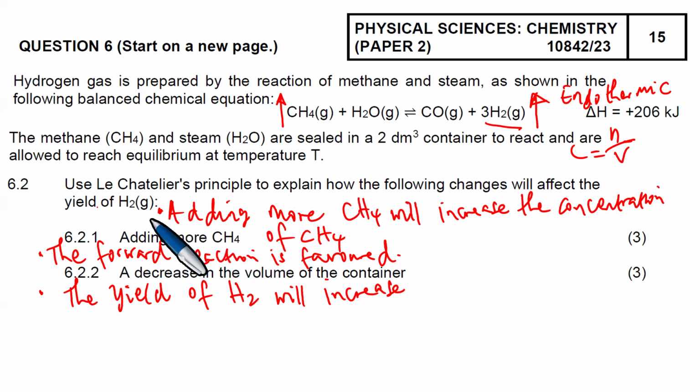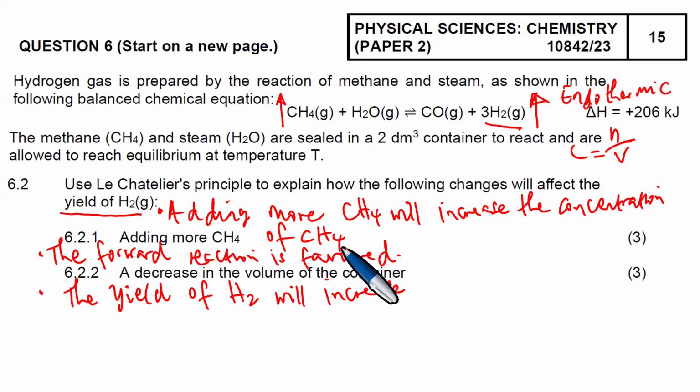This is the explanation. Because the examiner is saying, tell us about the yield of hydrogen. Because somebody adds more of the CH4. Adding more CH4 will increase the concentration of CH4. This is the sentence. Adding more CH4 will increase the concentration of CH4.